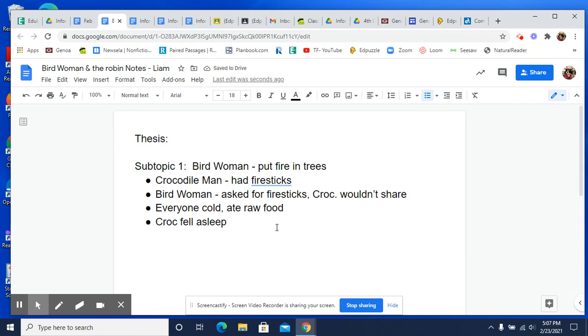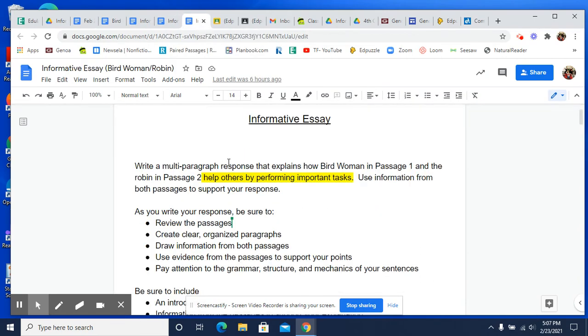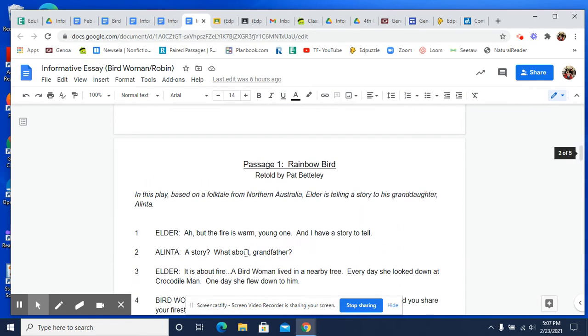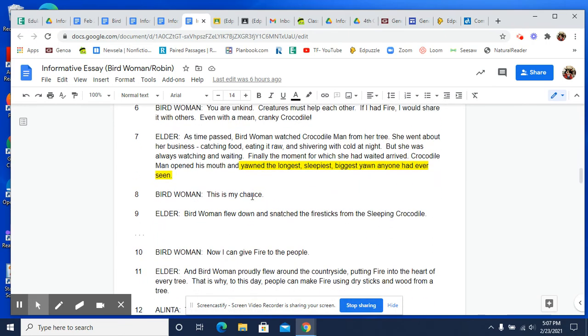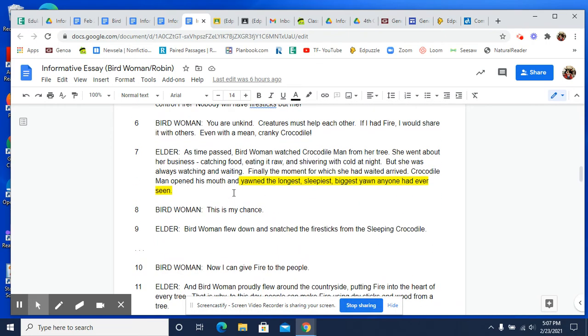And if you don't use it, then that's fine. But I want you to put in parentheses quote, because that will tell you that, hey, I'm going to use this as a quote. And then I want you to put paragraph 7. Okay. Then I want you to go to the story and highlight, which you don't have to because I did, because you don't have the physical copy of it. So I did it for you. And then highlight yawned the longest, sleepiest, biggest yawn anyone had ever seen.